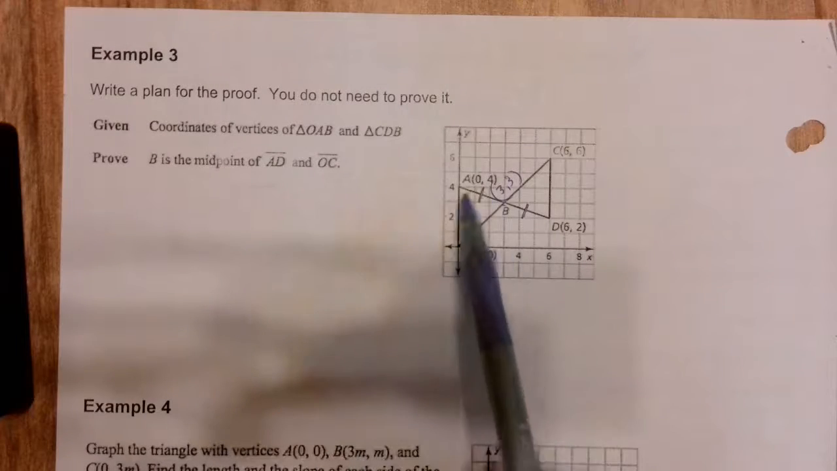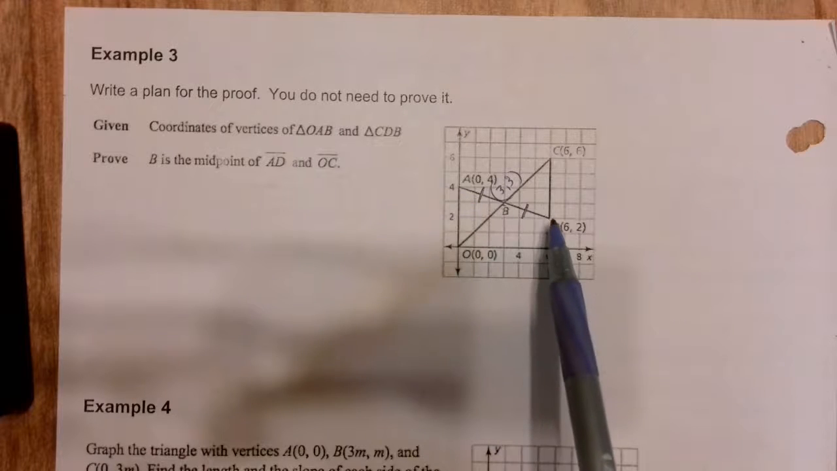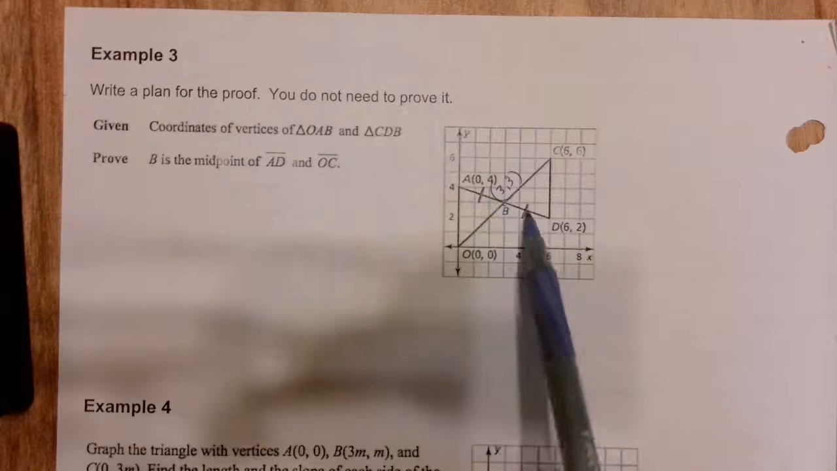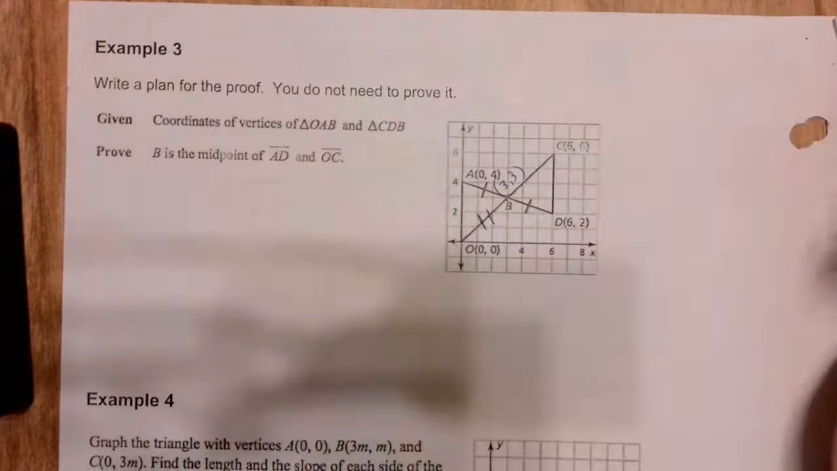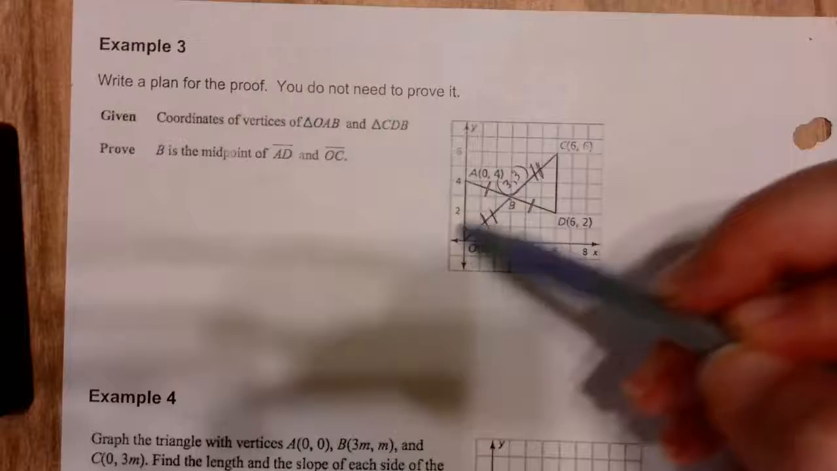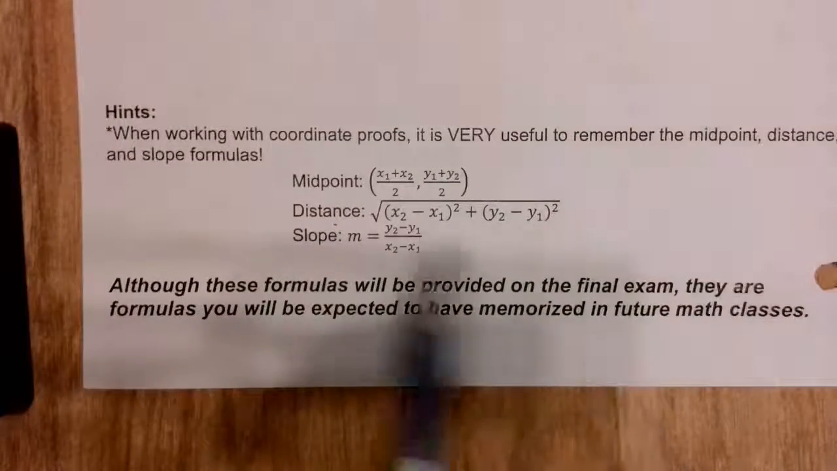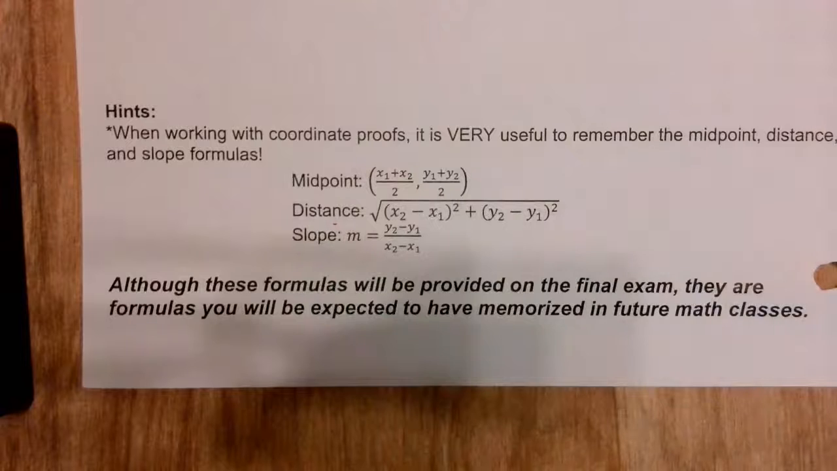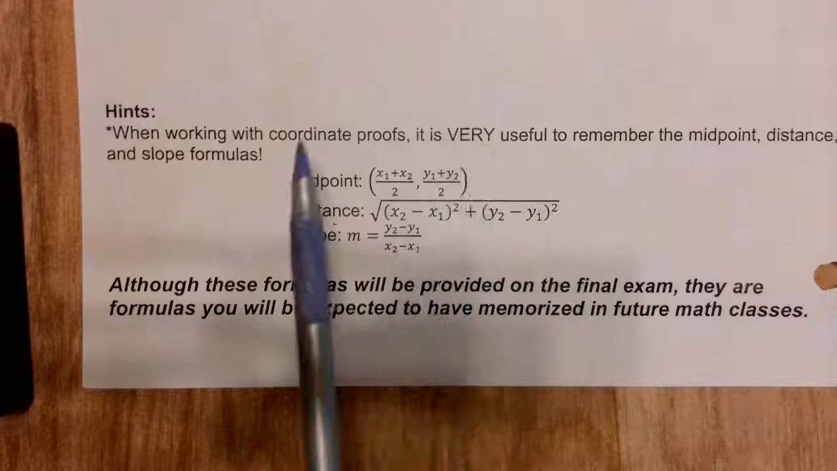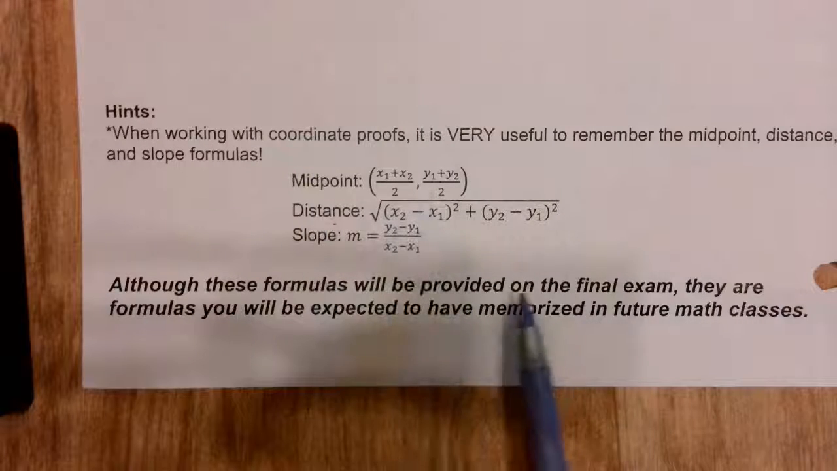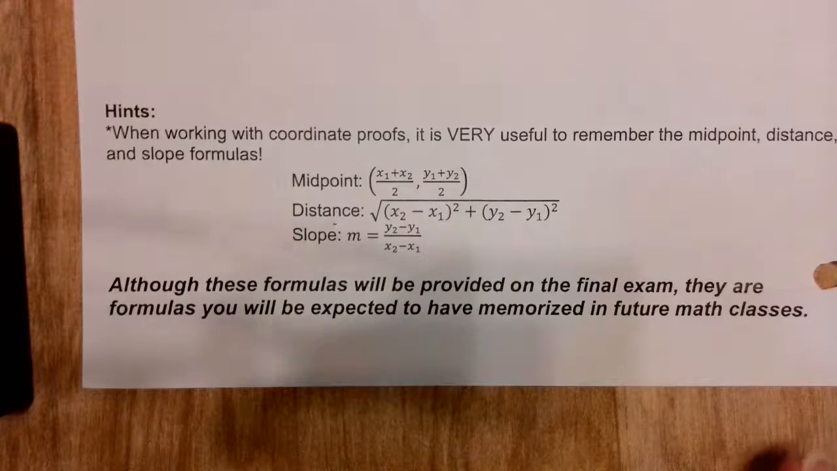You would need to use the distance formula for A and B and the distance formula for D and B and show that they have the same distances. You would do the same thing for OB and CB. You would need to show that this length and this length were the same using the distance formula at the end. Now, just a friendly reminder, the midpoint, the distance, and the slope formula are all provided on the final exam formula sheet.